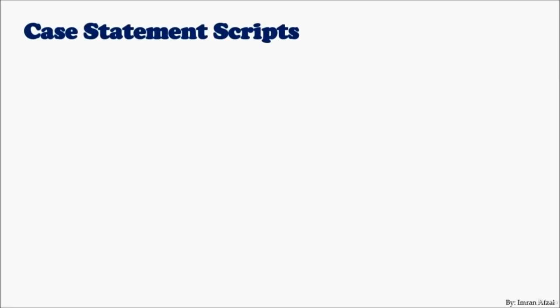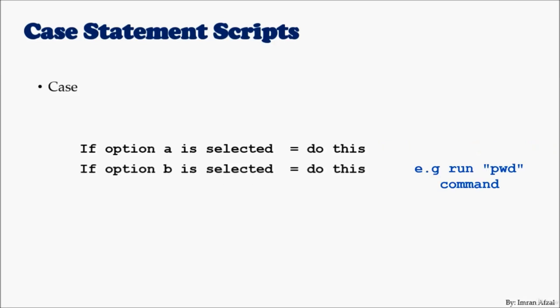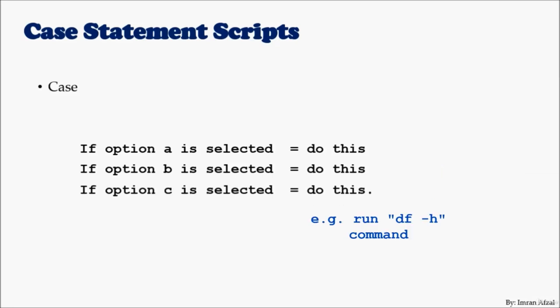Case statement scripts. In this lesson, we will go over case statements, where you are given options in a script to pick from. It's an interactive way of involving the user, whether they want to select option A, B, C, and so forth. In a case statement, if option A is selected, do this. If B is selected, do that. If C is selected, do this. So these are the different options.